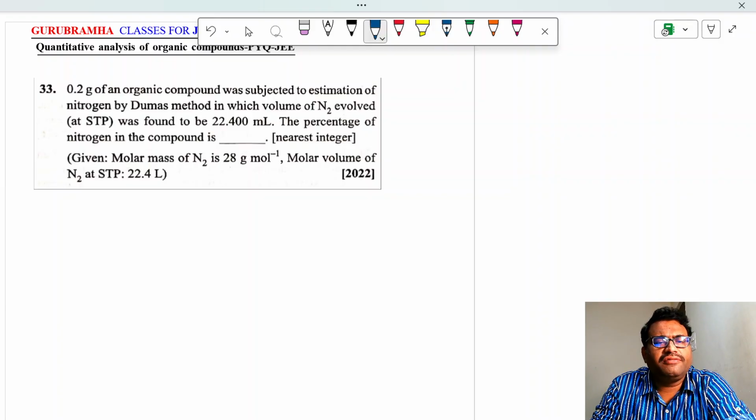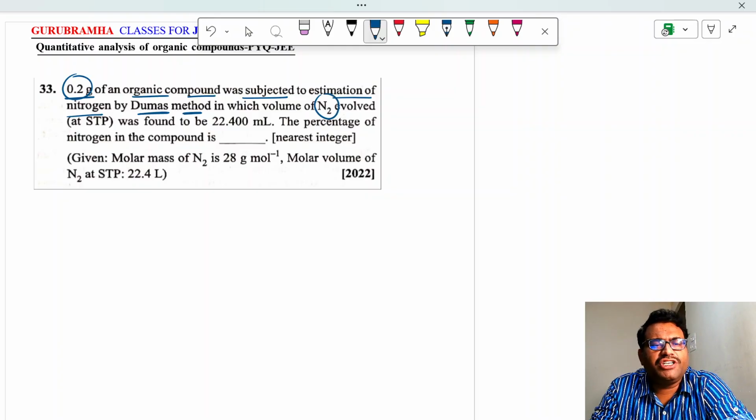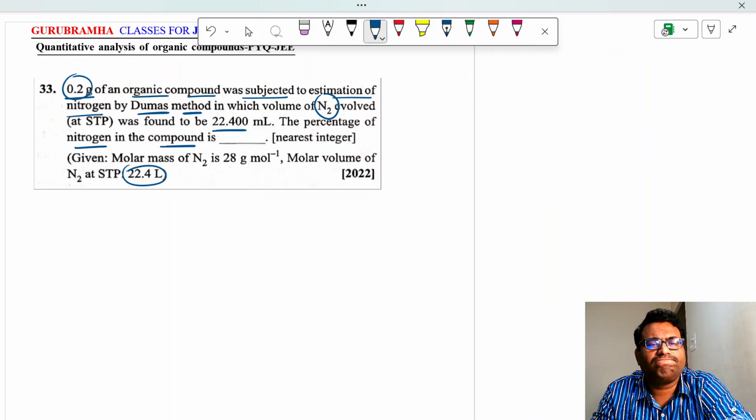Again, Dumas method. 0.2 gram of organic compound was subjected to estimation of nitrogen by Dumas method, in which the volume of nitrogen evolved at STP was found to be 22.4 ml. What is the percentage of nitrogen in the compound? The molar volume is given as 22.4. You can use the direct formula.